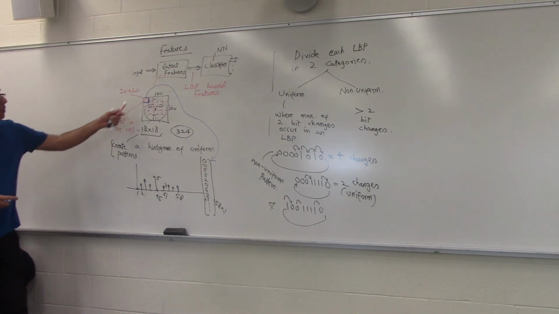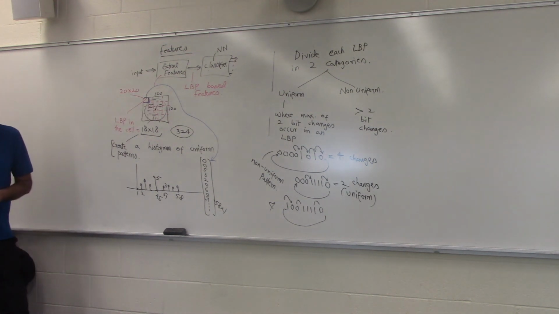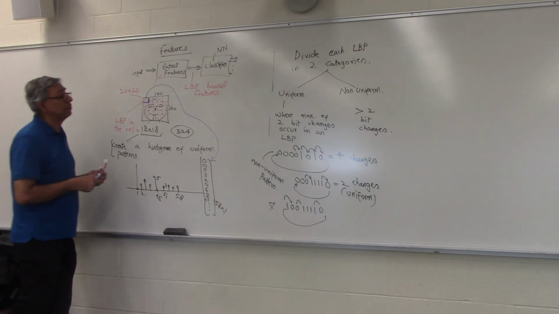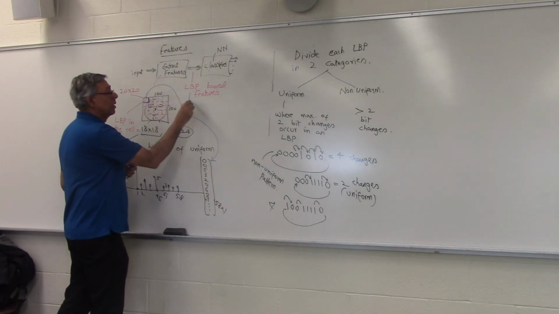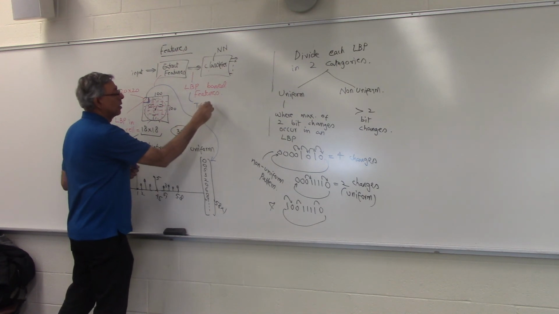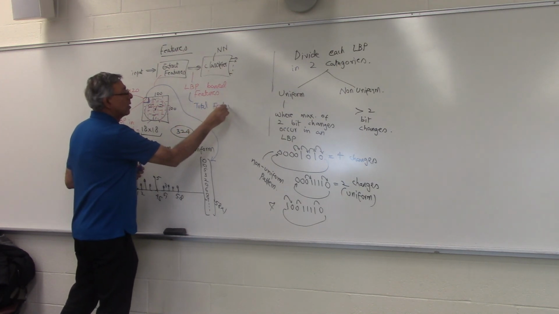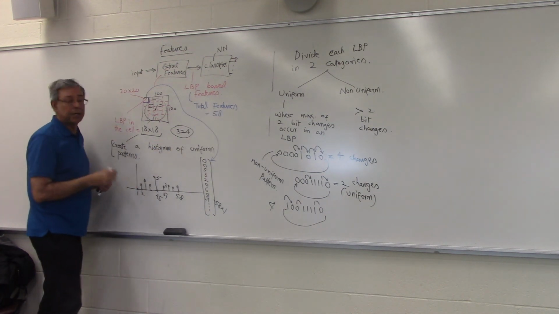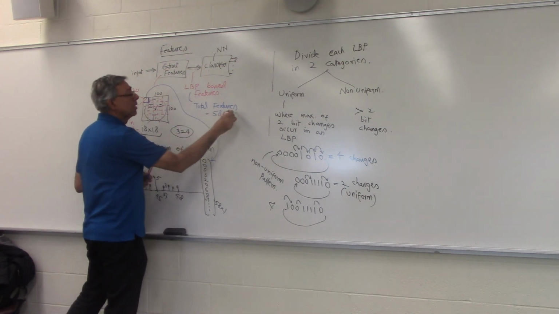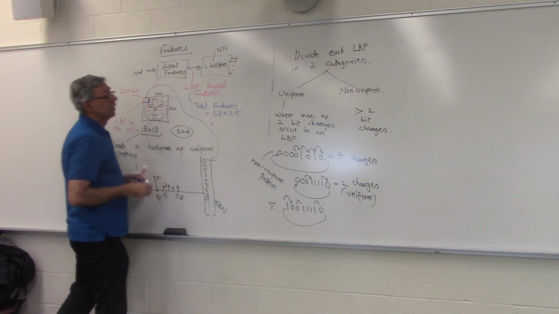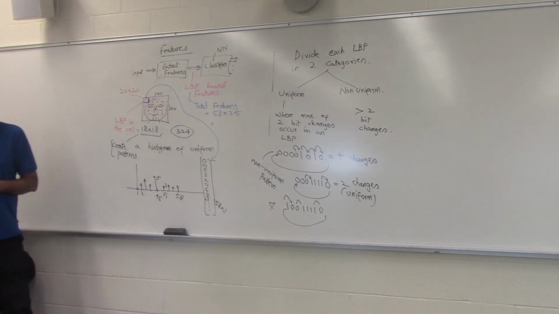So if I have a total of 25 cells over here, because I divided the whole image into 25 regions, then what will be the total number of features over here? 58 coming from each cell, right? And how many cells? 25. So whatever that number is.